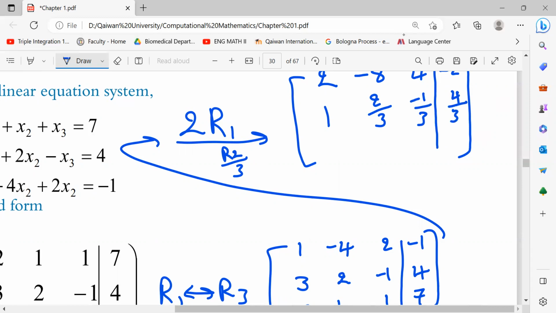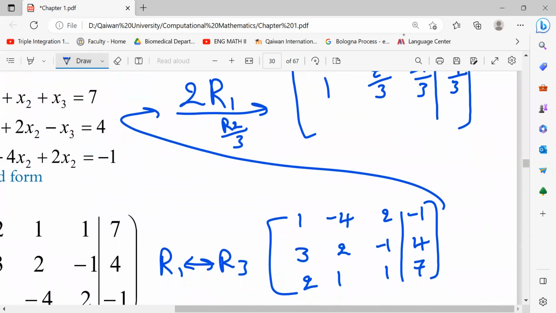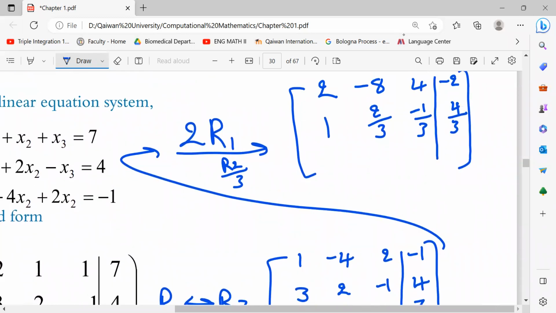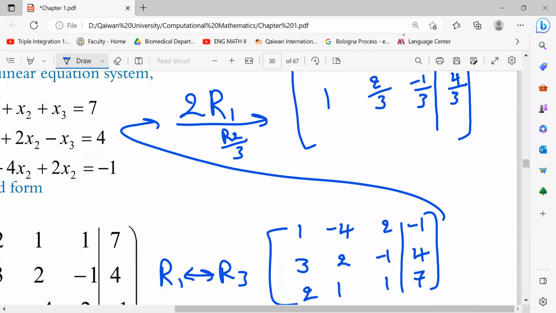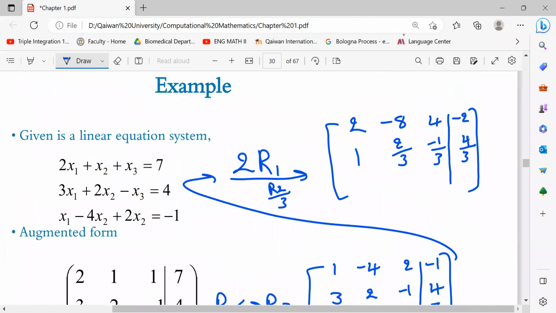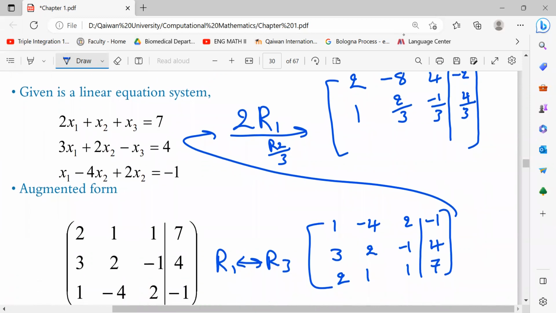Okay? Now, how about the third row? We don't make any change in it, because we had operations only on row 1 and row 2. So row 3 is still the same, which is 2, 1, 1, 7. That's all.